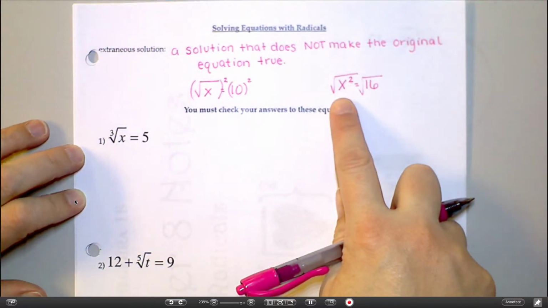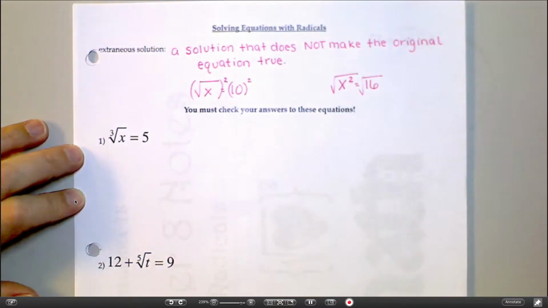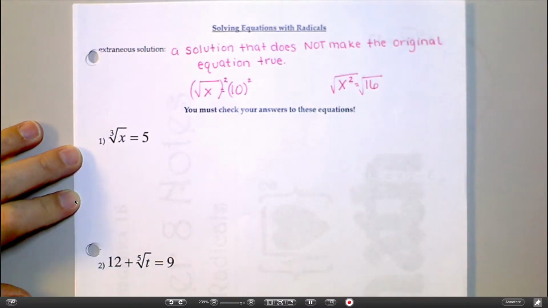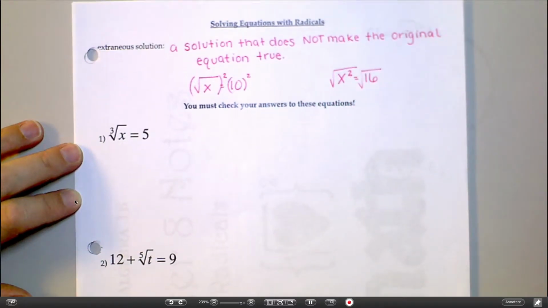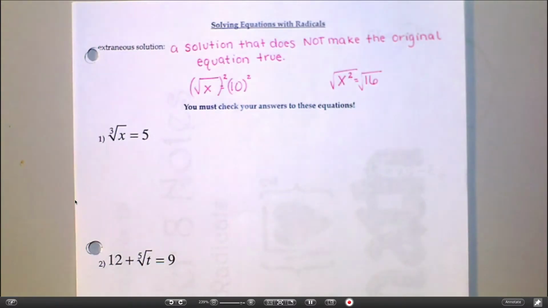I could square both sides, and the square root would cancel each other out just like they did over here. Okay? How do you think I would get rid of a cube root then? Cube it, a fourth root? Fourth it. Raise it to the fourth power. Okay? So that's how these work, is to get rid of a radical, you're just going to raise to that power. Okay? Because a power and a root are opposites of one another.